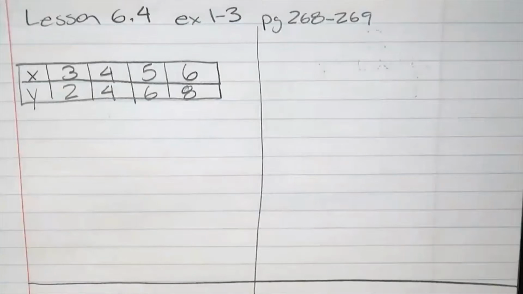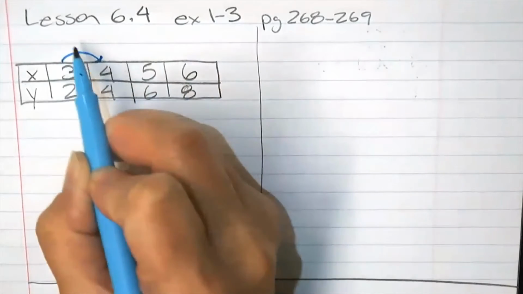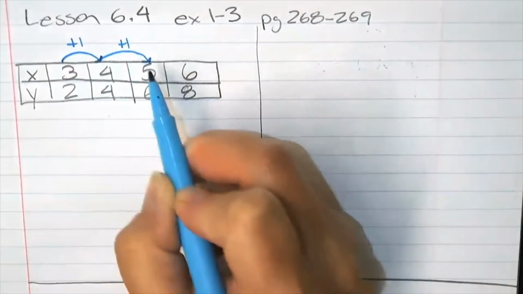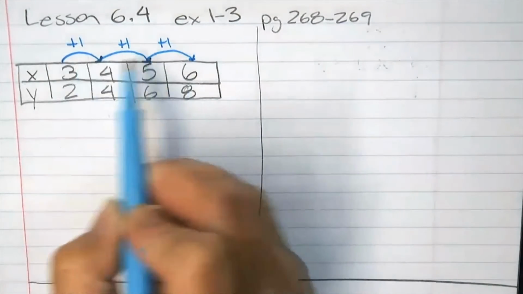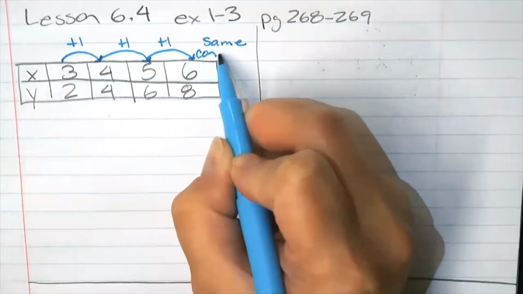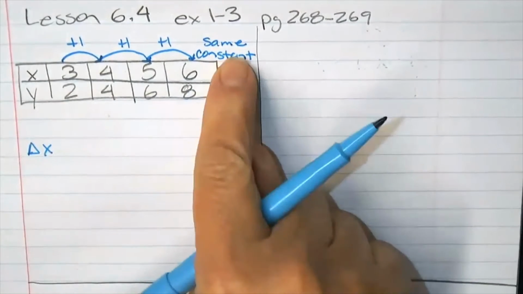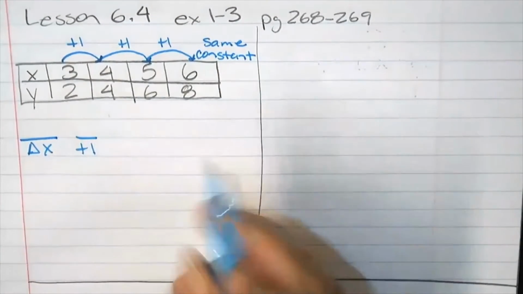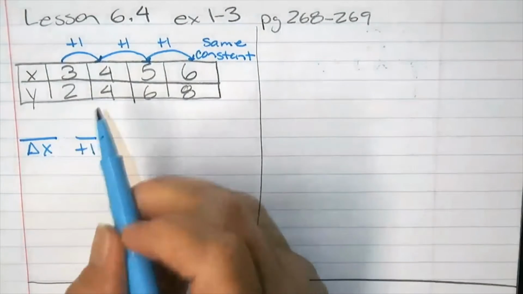So I need to look at my changes. Let's take a look at the change in X. 3 to 4 is +1. 4 to 5 is +1. 5 to 6 is +1. My change is +1. These are the same. Therefore, my change in X is constant. My change in X is +1. It's constant. Now let's take a look at our change in Y.